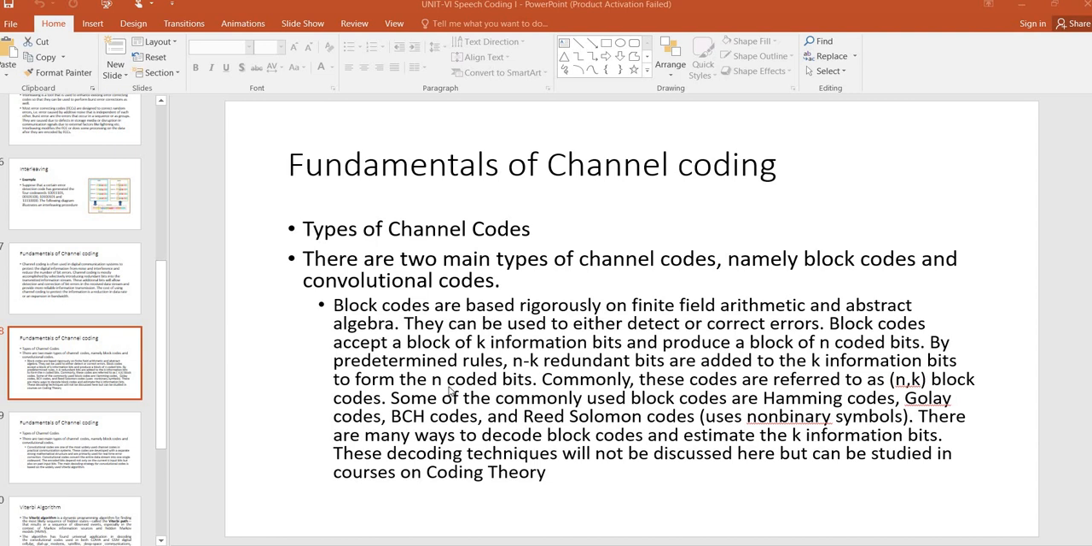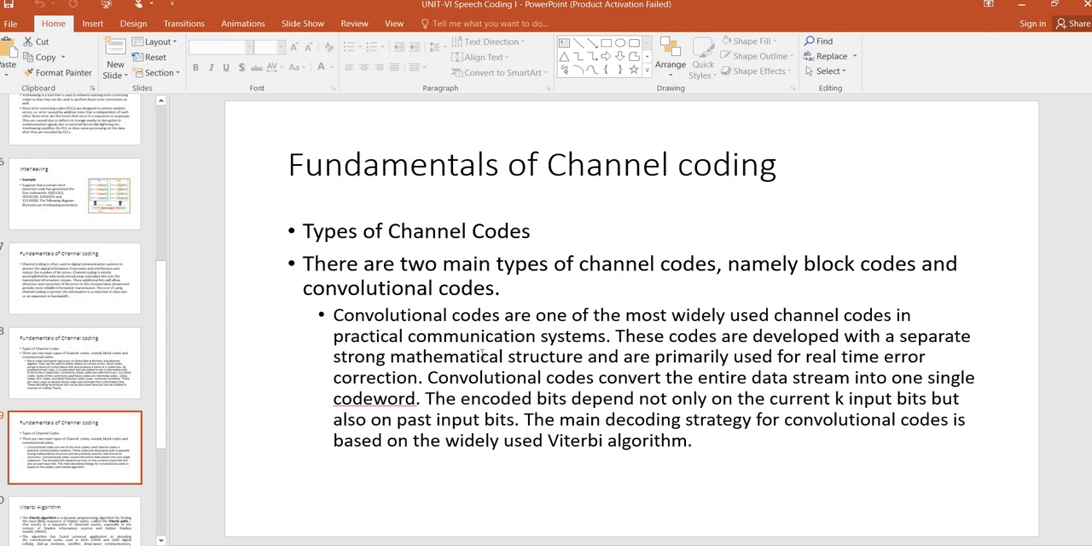last class. In the Hamming code, we have n and k values, where redundant bits are added to the k information bits to form the encoded bits. Each and every bit in the Hamming code has a parity check bit, this is the redundant bit. So this redundant bit is connected to the information bit.